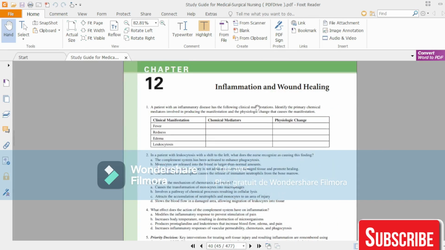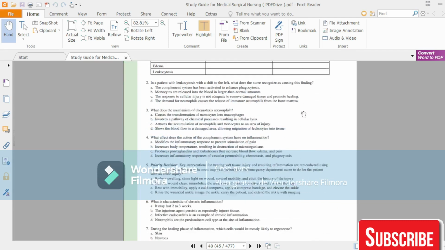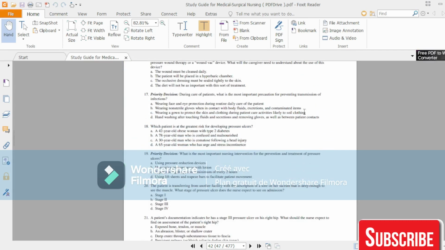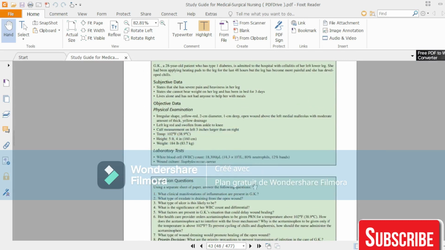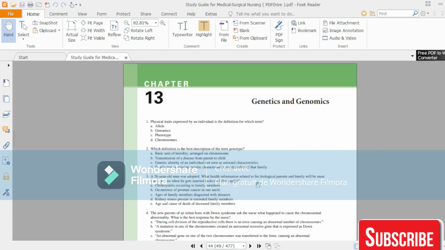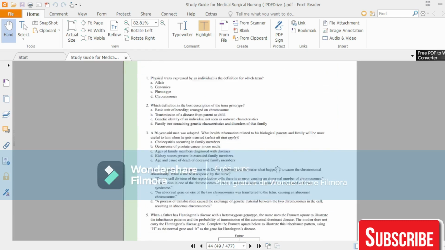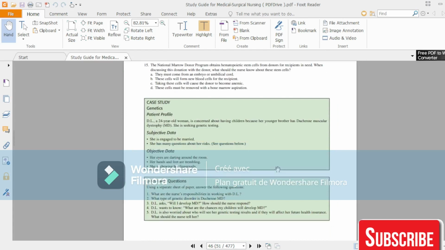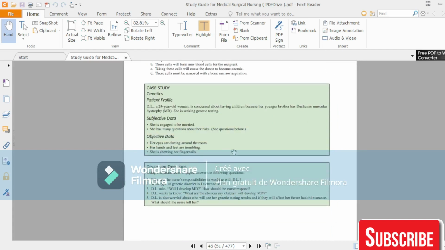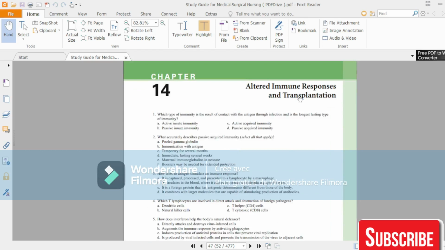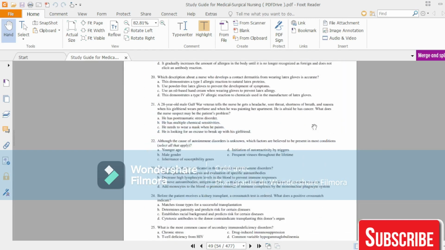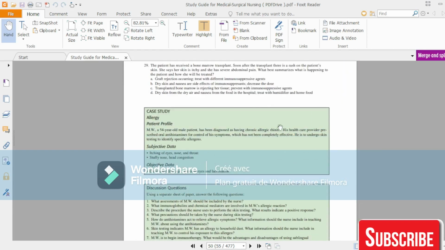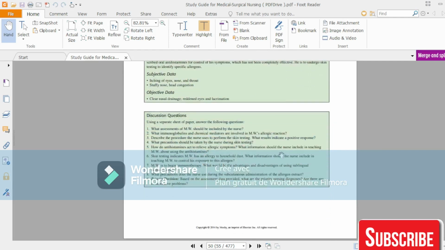Chapter number 12, inflammation and wound healing. Also with case studies and discussion questions. Chapter number 13, genetics and genomics. Also with case study and discussion questions. Chapter number 14, altered immune responses and transplantation, as you can see here. Also with the case study and the discussion questions at the end.